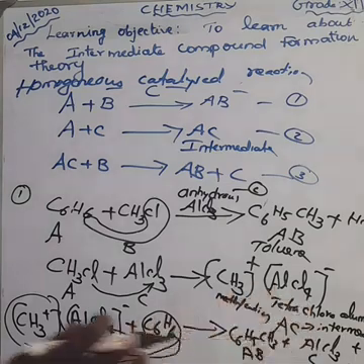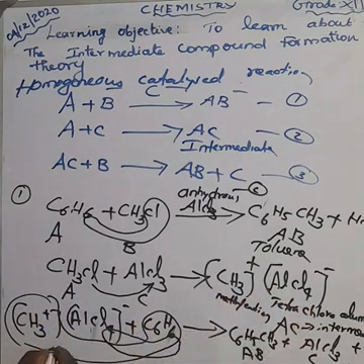This is our respective product, AB, and C is regenerated. AC is an intermediate, which we can take as B. So we get AB plus C. This is an example. Next, we will discuss one more example.